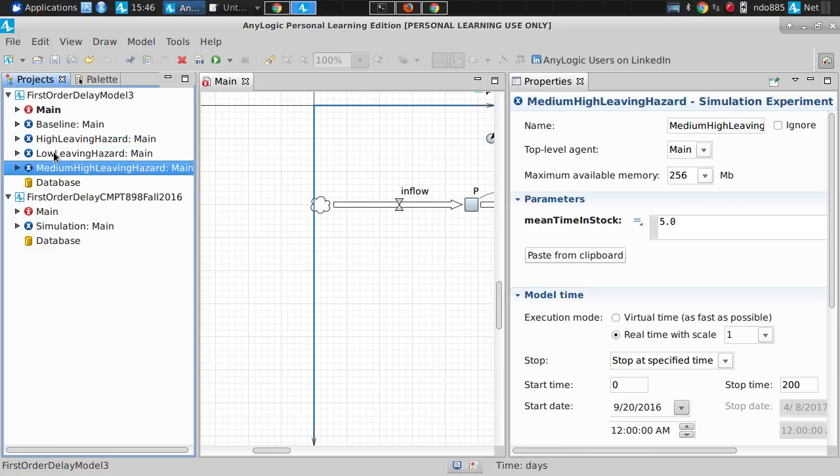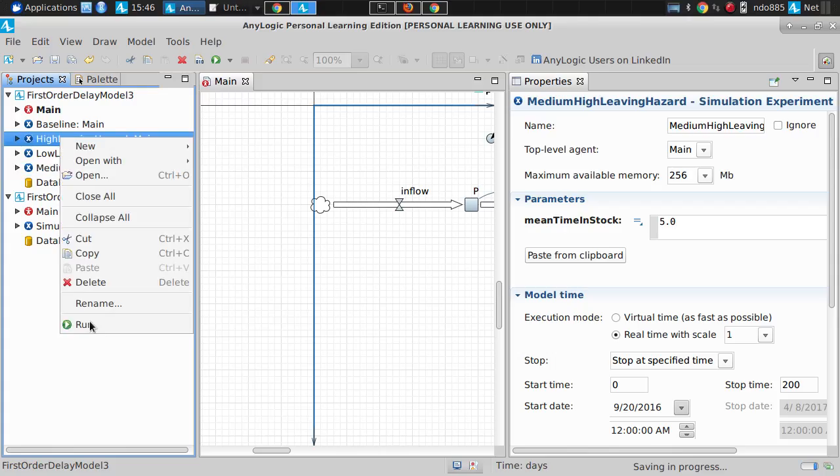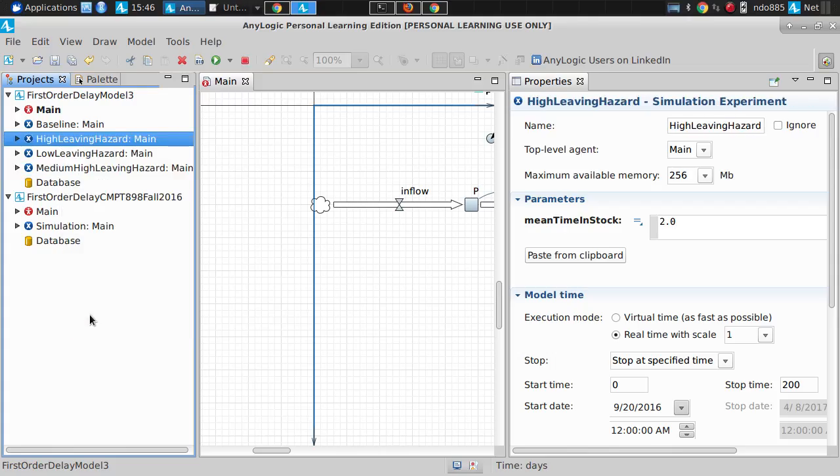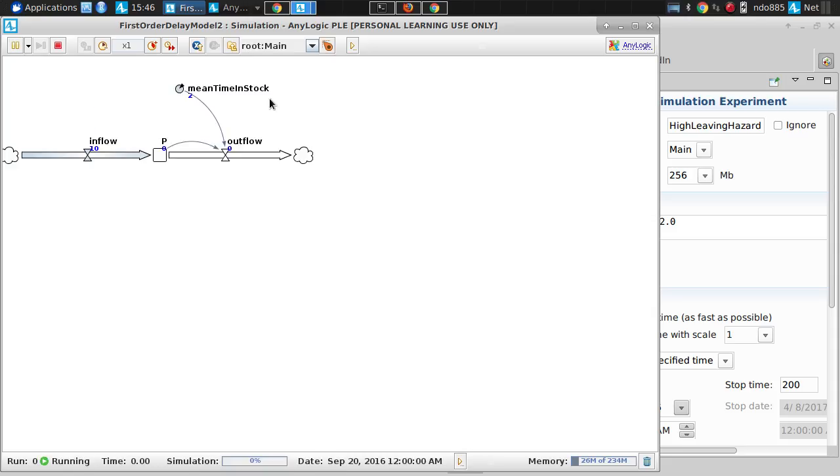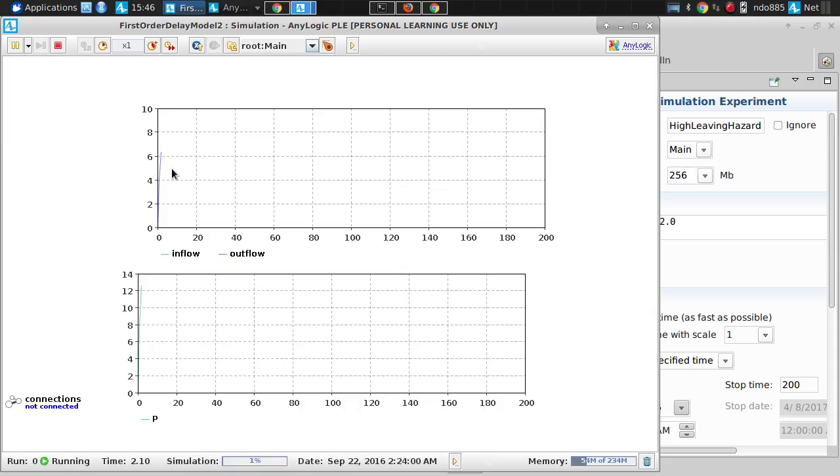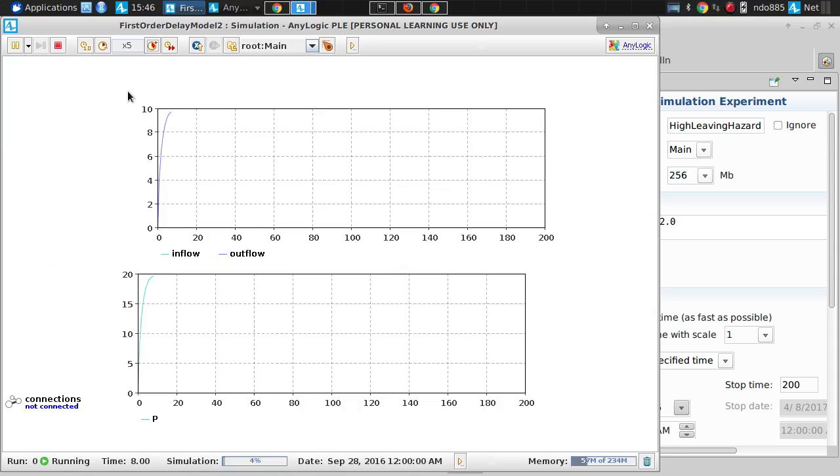Great. So ladies and gentlemen, let's run the high leaving hazard here. And what will we see? Well, we'll see it go up and then follow it down. As I said, a first order delay, the outflow wants to be the same as the inflow. If the outflow is less than the inflow, what will happen?